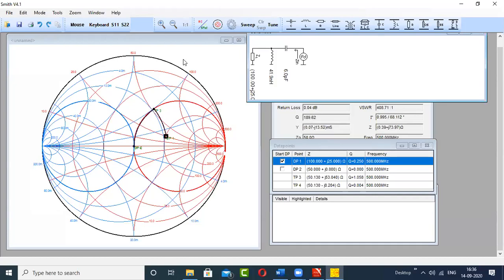So second path means what? The second component. But this time it is series C. So one inductor and one capacitor will transform this impedance 100 plus J25 ohm into what? 50 ohm.